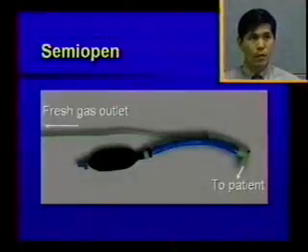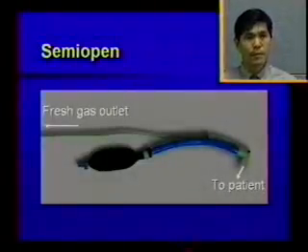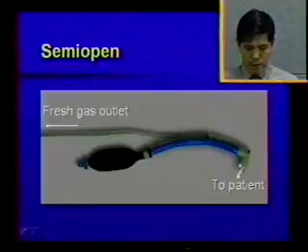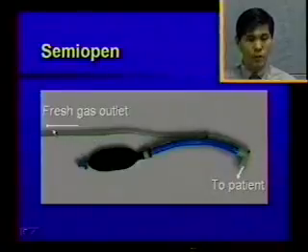This is an example of a non-rebreathing system. This is actually called Mapleson F or Jackson-Rees system. As you could see here, this is the connection to the patient. And there is a tubing right here that is connected to the anesthetic machine.